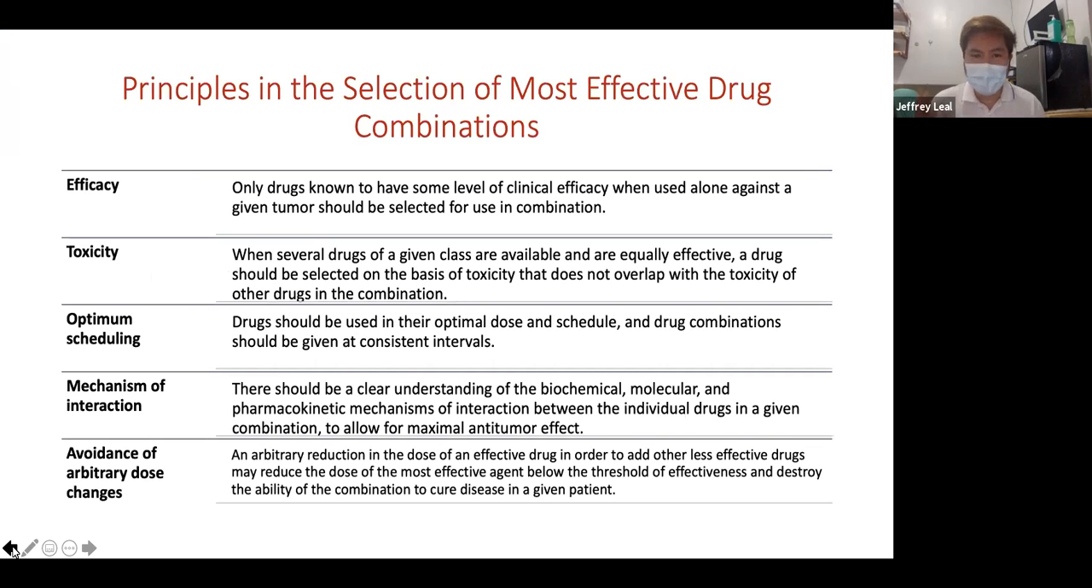Okay? So in the principles of selecting the most effective drug combination, you would consider the clinical efficacy of the drug. You also consider the toxicity involved in the different combinations of drugs. You should also consider the optimal dose of the drug, the scheduling of the drug, and even the intervals. It should be consistent intervals. Okay? You should also understand the biochemical, molecular, and pharmacokinetic mechanisms of the individual drugs in the given combinations, and avoid arbitrary dose changes.